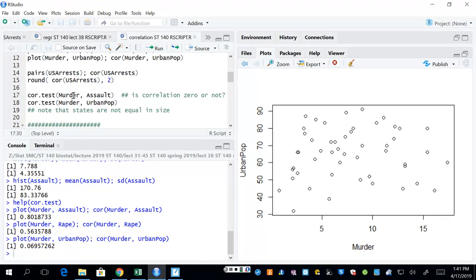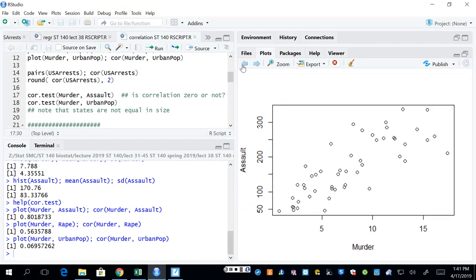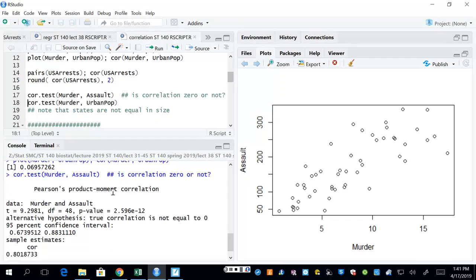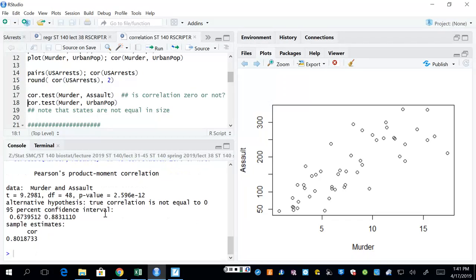The correlation test then asks, is there a significant association? Between murder and assault, do you think there's going to be a significant association here between the variables? Correlation 0.8. This is what the output looks like. It tells you it's doing that correlation. The t-value ends up being 9. Any t-value much bigger than 2 is usually significant. With 50 states, it's comparing to a t distribution, and it gives us a p-value in scientific notation, which is very, very small. It actually gives a confidence interval for the correlation.